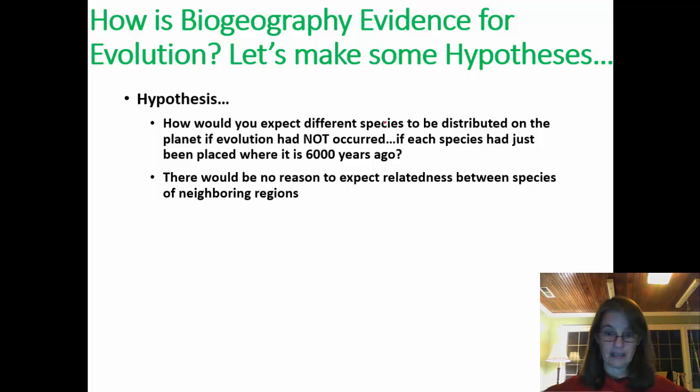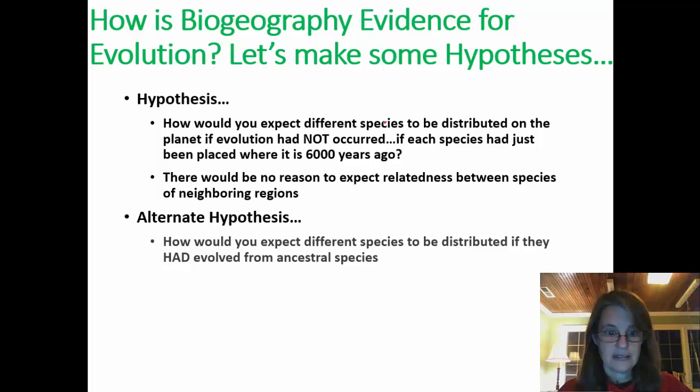A species that lived here in Richmond, Virginia would have really no reason to be more closely related to one, say, from Norfolk than a species from Thailand. Okay, if evolution had not occurred.